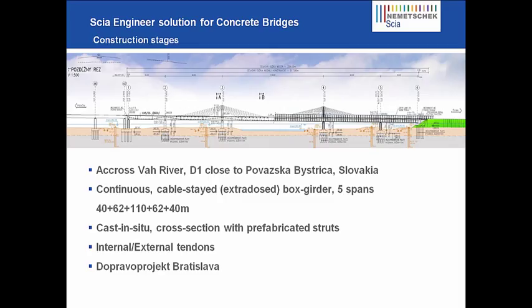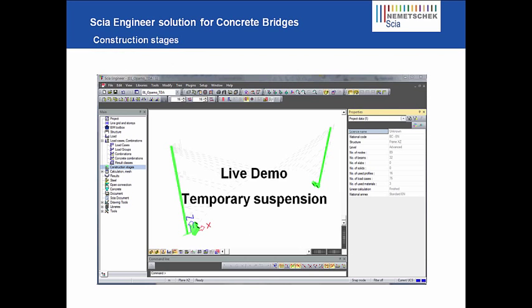This is also being used in Slovakia, and the total span is, I believe, more than 200 or 300 meters. The cross section is cast in situ by using prefabricated struts. They are using internal and external tendons.